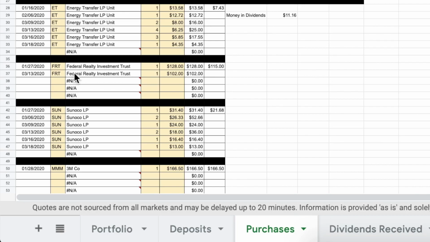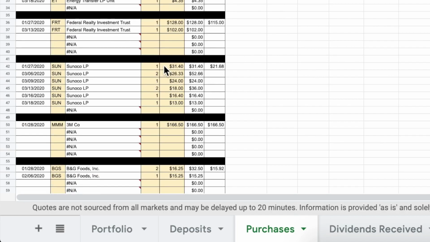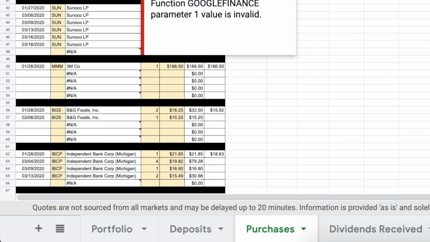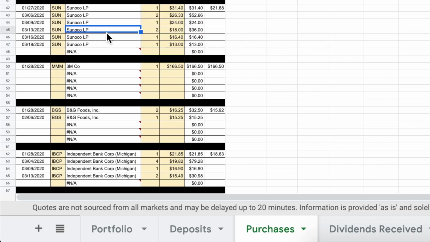So then I also was able to average down Federal Realty Investment Trust. I got it at $102, which brought it from $128 all the way down to $115. So I'm hoping to add some more to Federal Realty. I was able to get my Sunoco way down, way below the whole $30.50 that I tried buying it for for like a month. I got it all the way down to $13. So now our average cost is $21.68.